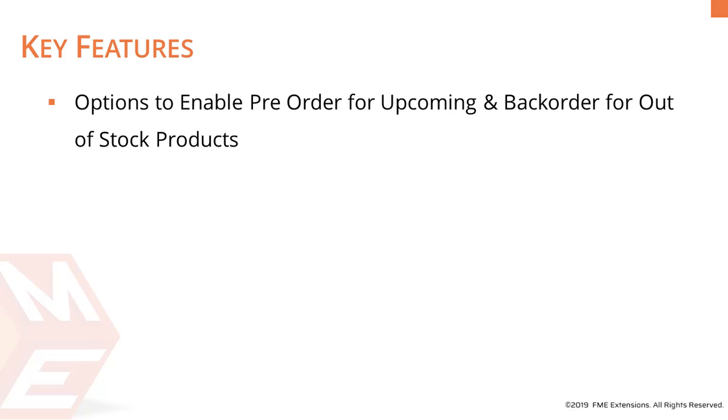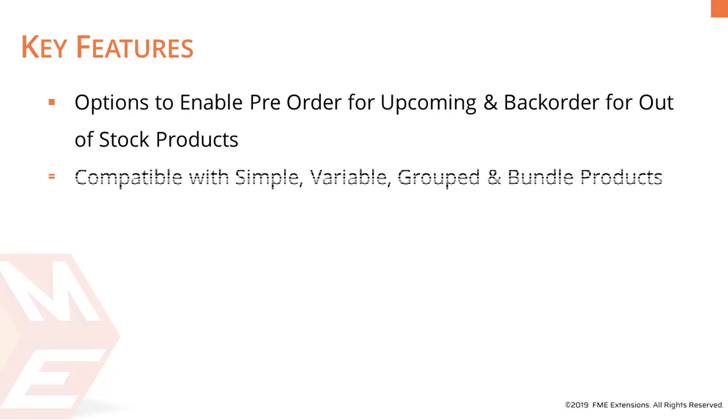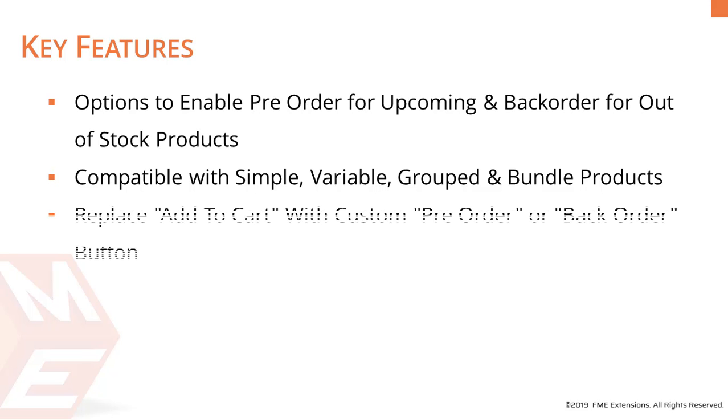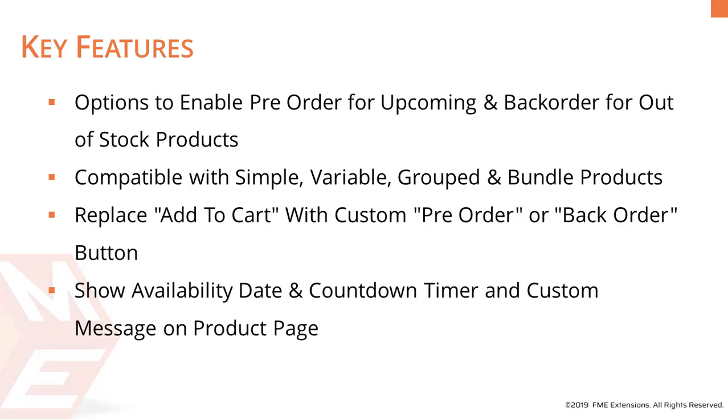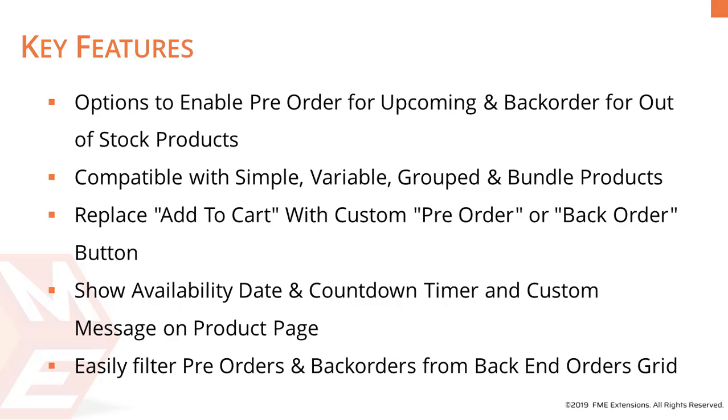The extension lets you enable pre-order for upcoming and out-of-stock products, compatible with simple, variable, grouped, and bundle products. Replace Add to Cart with a custom pre-order or backorder button. Show availability date and countdown timer. Easily filter pre-orders and backorders from the orders grid.